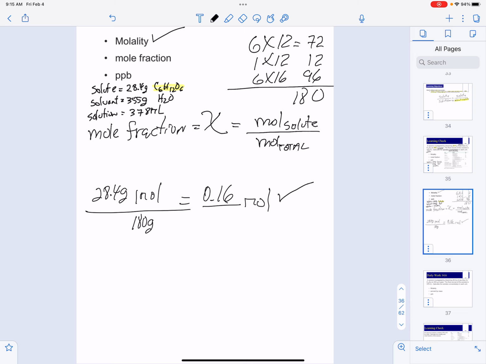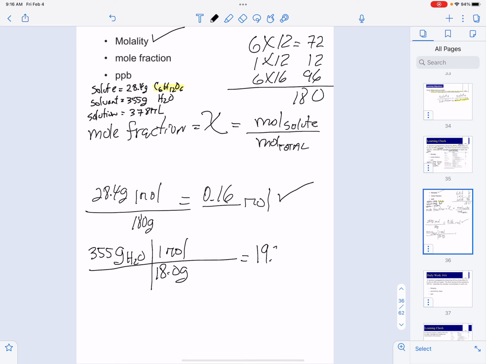So how do we find the moles of the solvent? Well, we have 355 grams of water. The molar mass of water is 18.0 grams. So how many moles do we have? We're going to have 355 divided by 18, which is going to be, at three significant figures, 19.7 moles of the solvent, which is water.